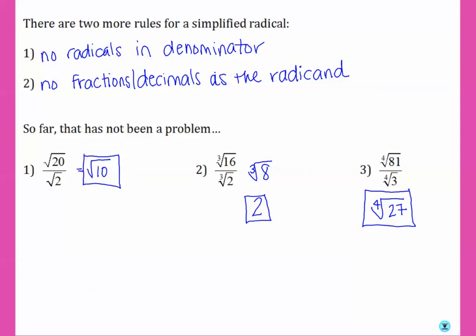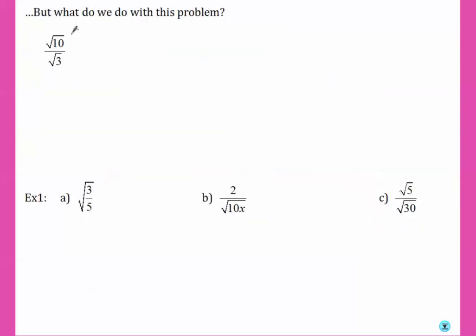But what do we do when we get to things like the square root of 10 over the square root of 3? 10's not divisible by 3, so we have to rationalize the denominator. What number can we multiply by and have it not change the number? Hopefully you said 1. So we need to do something about this square root of 3, but we can't change the overall problem. So we can't just square the whole thing. That would change the problem.